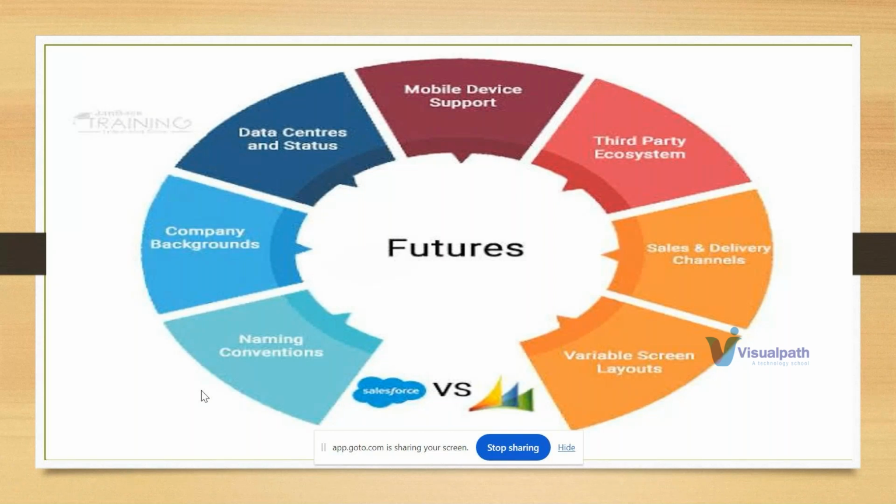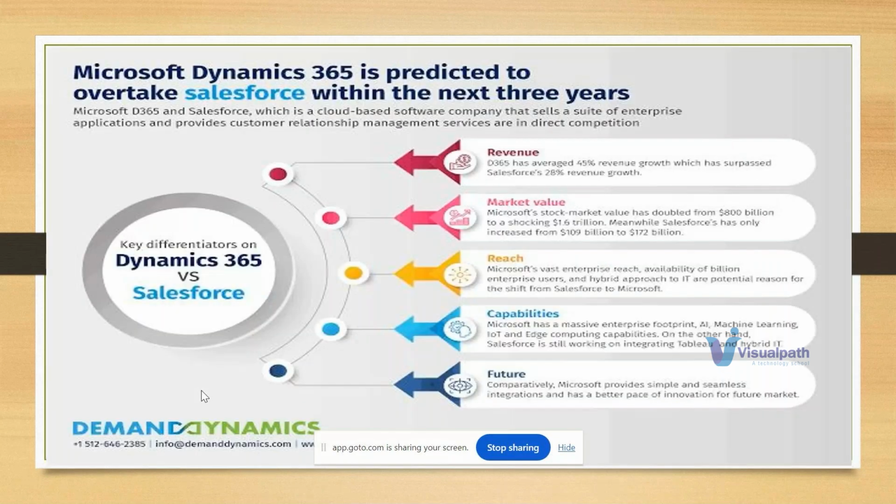This is their marketing value that is going to differentiate us, in terms of revenue, market value, reach, capabilities, and future. So these are the things that are going to develop in the coming years. I think one more year is there. So this is their target, and this target has already been reached by Microsoft as well.